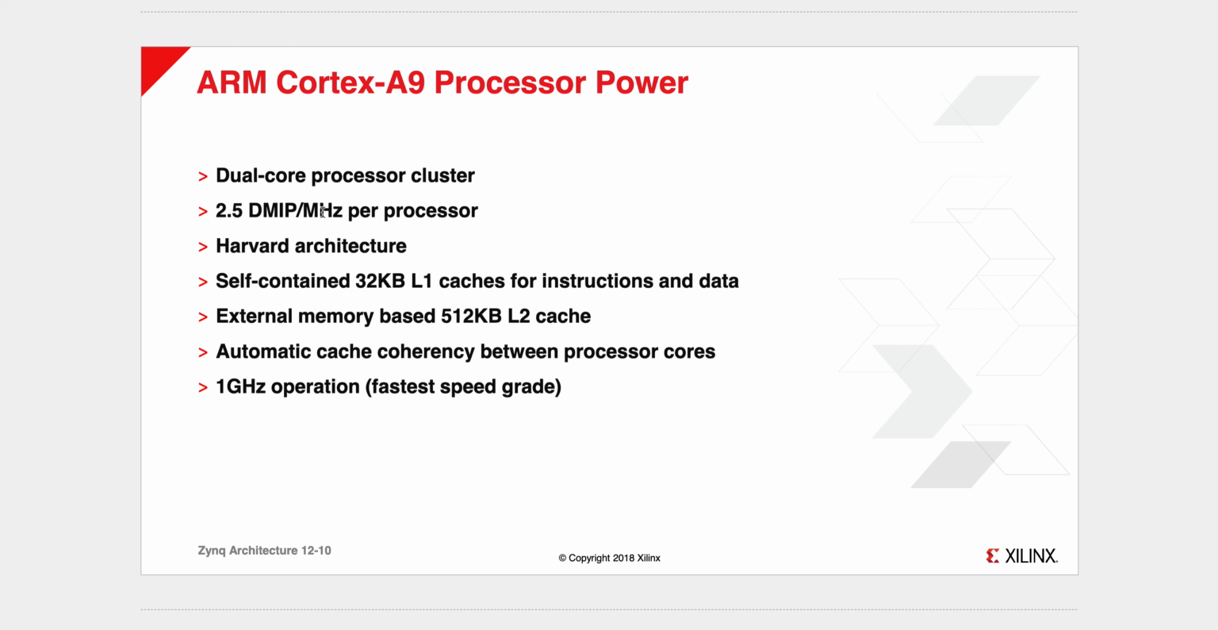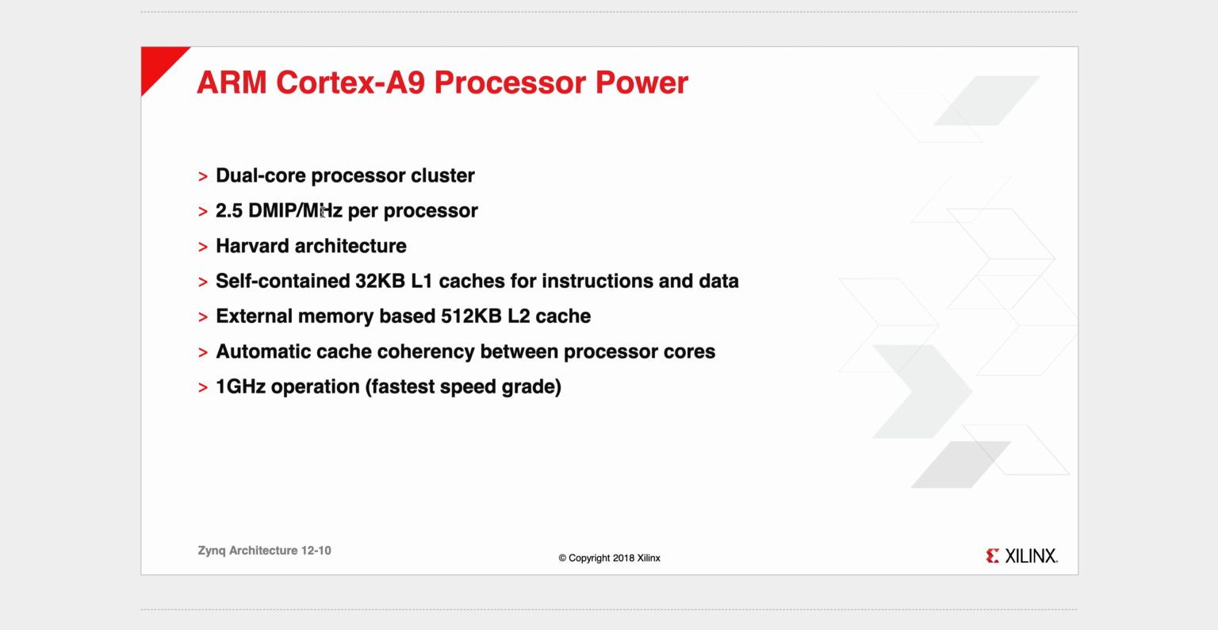Right? This means that when we need to access data, we don't have to wait for instruction to process first. This can be done simultaneously. That's why we have a Harvard architecture, so that it can be done simultaneously. So these are the advantages. We first talked about the dual core processor cluster. We secondly talked about the 2.5 DMIP per megahertz per processor, and now we are talking about the Harvard architecture.